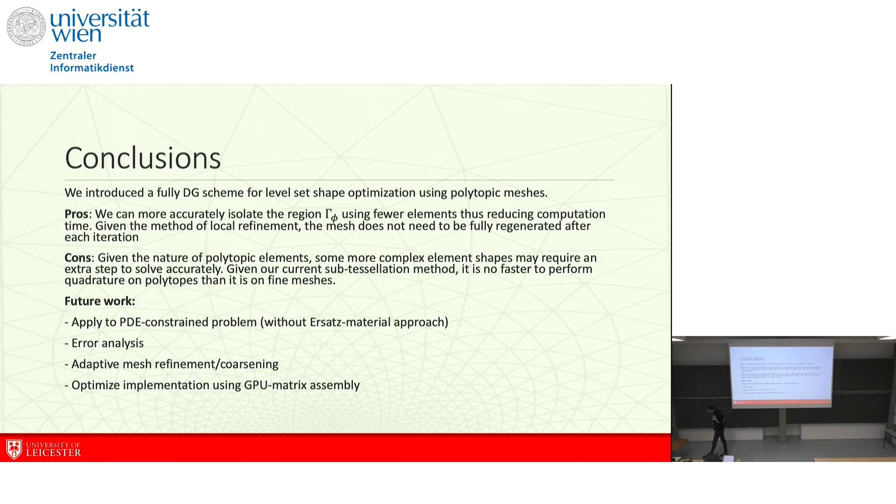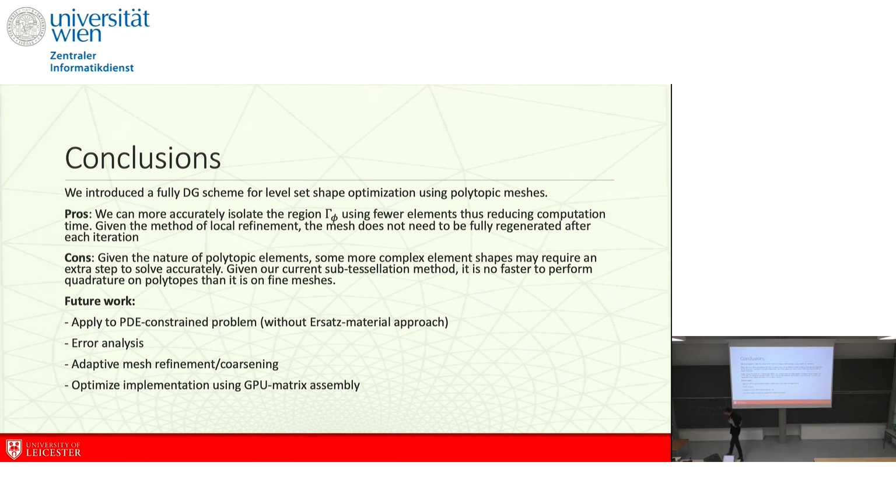So basically, to conclude, I have introduced a fully DG scheme for shape optimization on polytopic meshes. I'd say the main pros of this method is that we can isolate the sub-level set much more easily using fewer elements. In fact, we could probably use fewer elements, but higher P, higher polynomial degree. And the other positive is that because of the way we perform the local refinement, the mesh does not need to be regenerated after each time step.